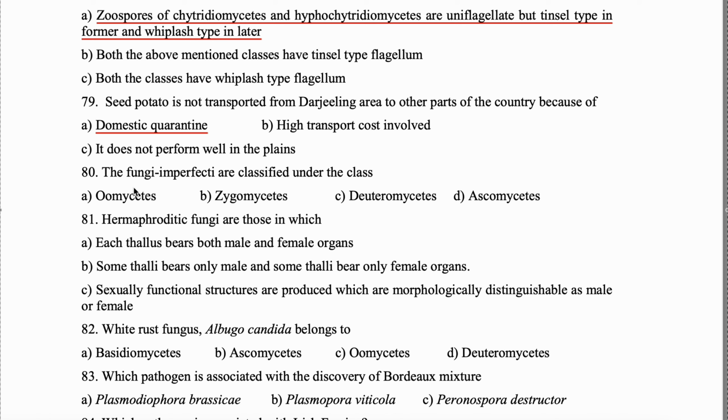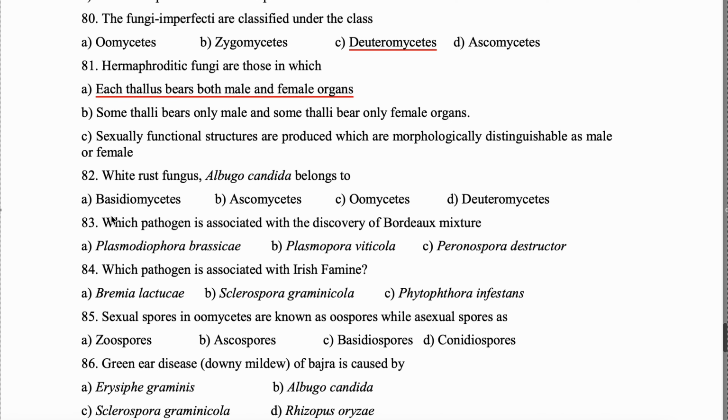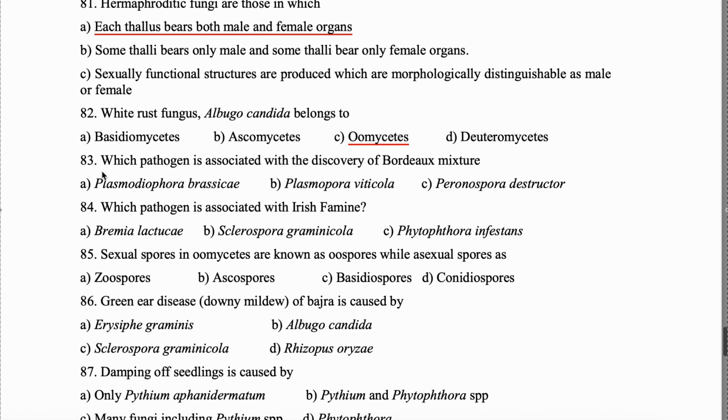Question 80. The fungi imperfecti are classified under the class Deuteromycetes. Question 81. Hermaphroditic fungi are those in which each thallus bears both male and female organs. Question 82. White rust fungus, that is Albugo candida, belongs to which class? Oomycetes. Next question, 83. Which pathogen is associated with the discovery of Bordeaux mixture?